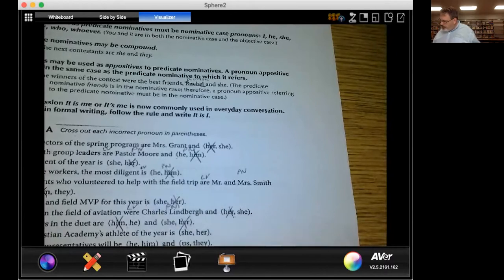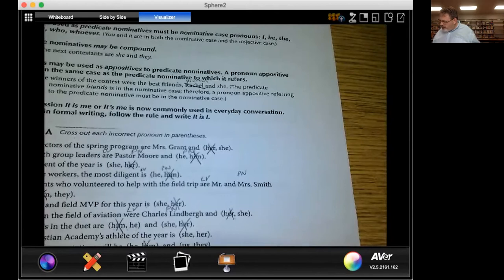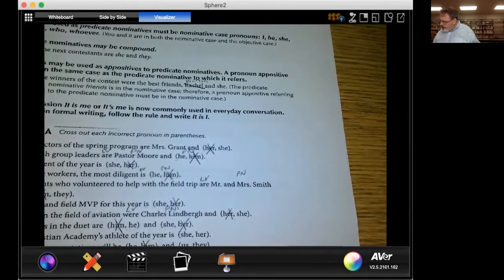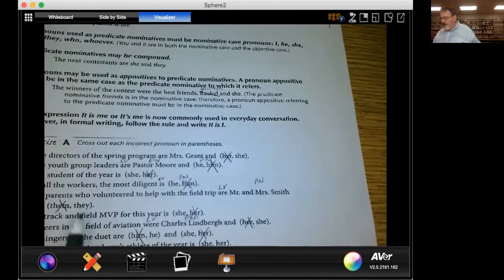We can use the other questions that we've answered correctly to answer this one. Between him and he, the nominative case is going to be he. And between us and they, let's see, didn't we have a they? Well, we've got them and they. Let's look at this.